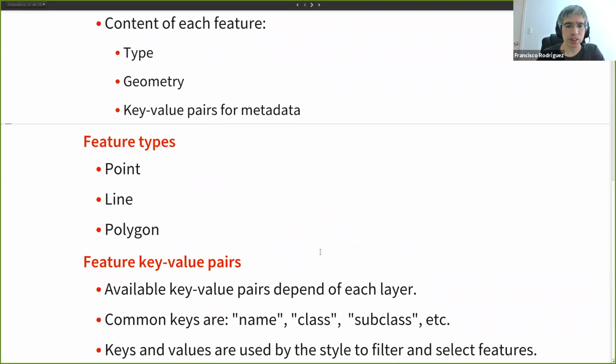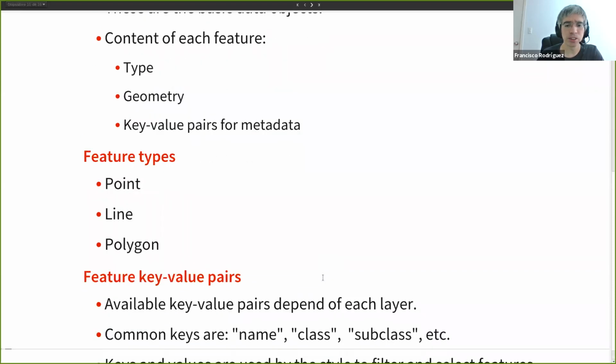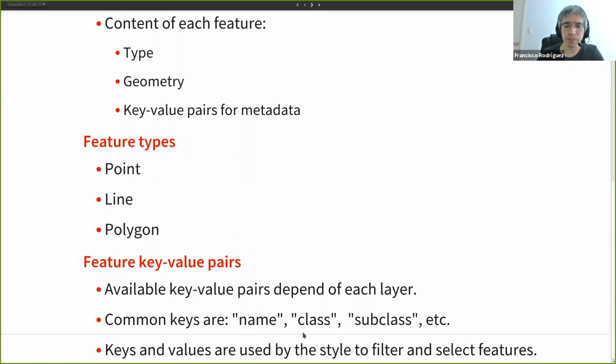So these are the type. And these key values are actually used by the styles to filter and select the different features. For example, if we want to draw only the capital cities, we can use the class city, and there is another key value which says if it's a capital or not. There is a capital key with some value to specify it's a country capital. There are several keys actually for different layers. There could be different keys.